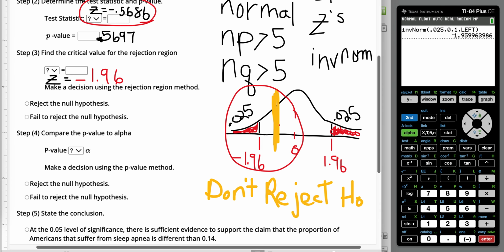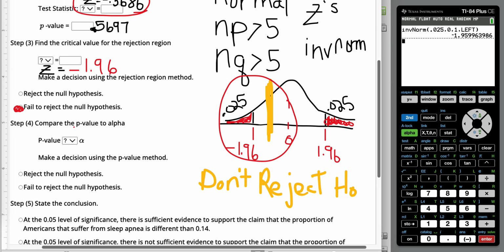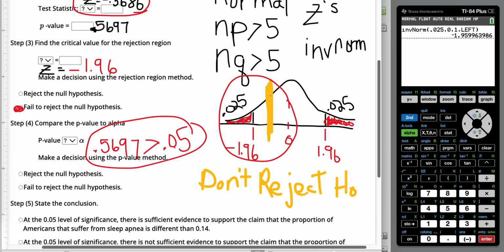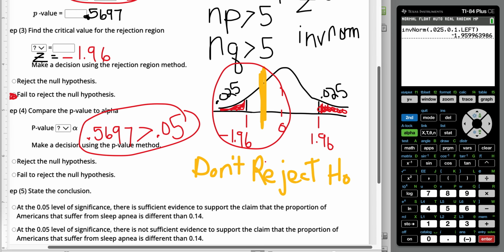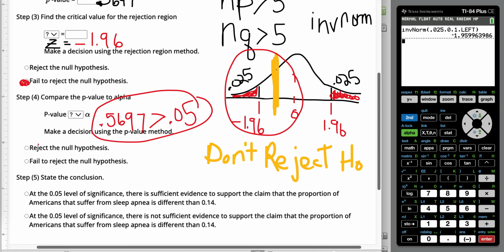Now, in this case, because it does not fall in the rejection region, we're going to say fail to reject the null hypothesis. Now we're going to look at the p-value. My p-value is 0.5697. That was up here. And since that is greater than our alpha level, which is 0.05, when our p-value is greater than our alpha level, we say do not reject. So that's good. We get the same conclusion as when we did our rejection region. We should always get those two to match. So in this one, we're also going to say fail to reject.